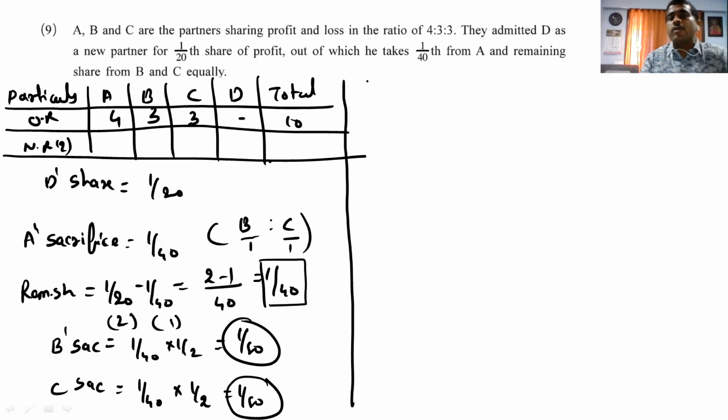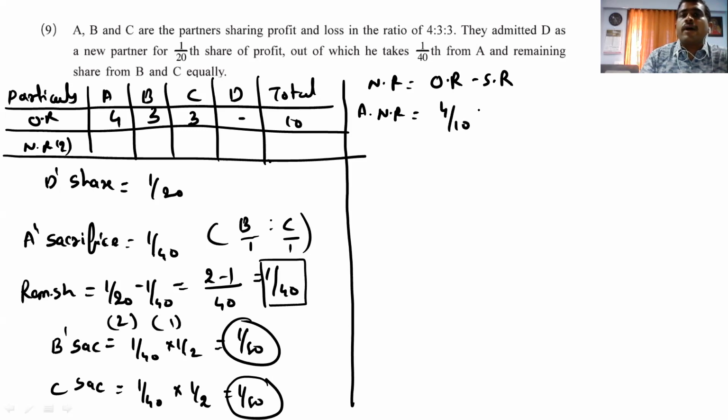So now we are going to find the new ratio. What is the formula for new ratio? The new ratio formula is old ratio minus sacrifice ratio. So take the first one, A's new ratio. What is A's old? 4 by 10 minus A's sacrifice, that is 1 by 40.